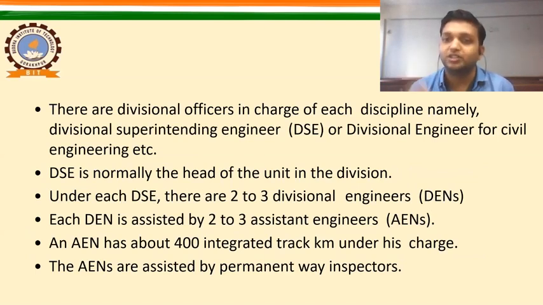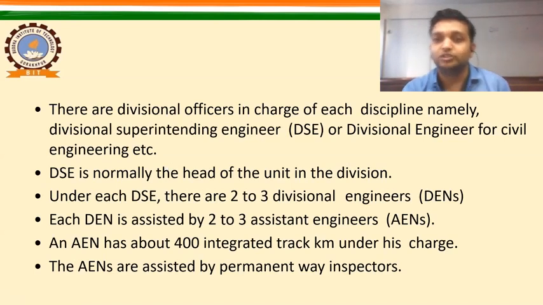What is the role of this DSE, the Divisional Superintending Engineer? He is the head of the unit in the division. Under each DSE, there are 2 to 3 divisional engineers, that is DEN. Each DEN is assisted by 2 to 3 assistant engineers, that is AEN. The AEN has about 400 integrated track kilometers under his charge, and the AENs are assisted by the permanent way inspectors.